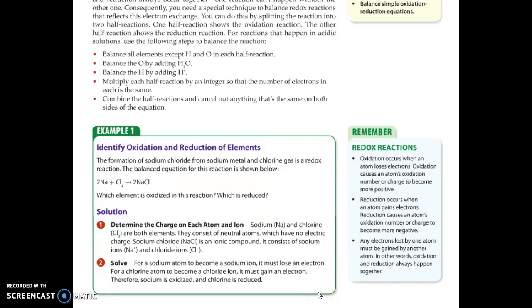For a sodium atom to become a sodium ion, it must lose an electron. For a chlorine atom to become a chloride ion, it must gain an electron. Therefore, sodium is oxidized and chlorine has been reduced.